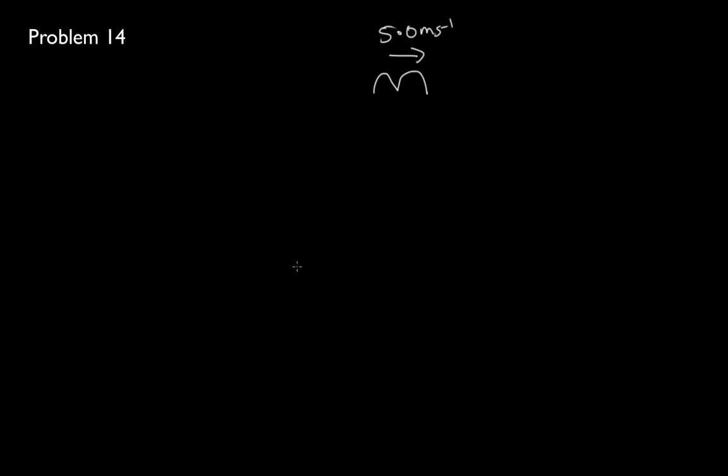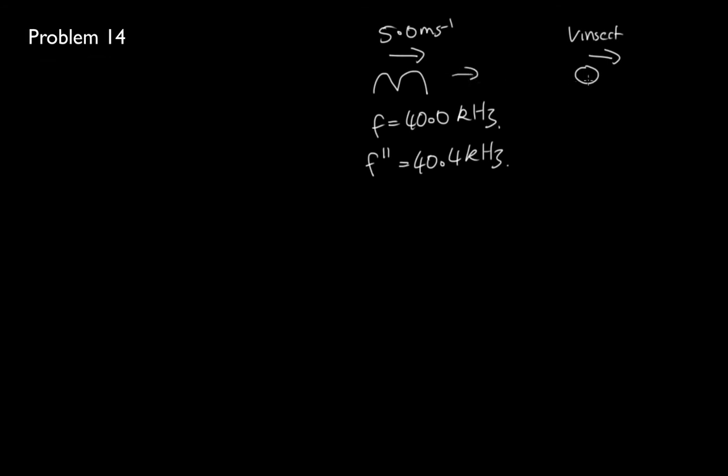It emits a chirp with a frequency of 40 kilohertz, and then it detects the reflected chirp with a frequency of 40.4 kilohertz from the insect trying to escape by flying directly away from the bat. So here's our insect. It's travelling in this direction away from the bat. And so the signal from the bat comes in this direction, bounces off the insect and comes back. Now in part A of the question, we're asked to write down an expression for the frequency detected by the insect, which we're calling f dash.